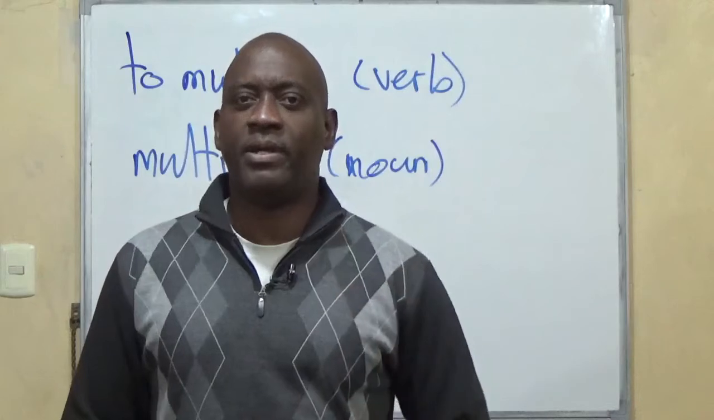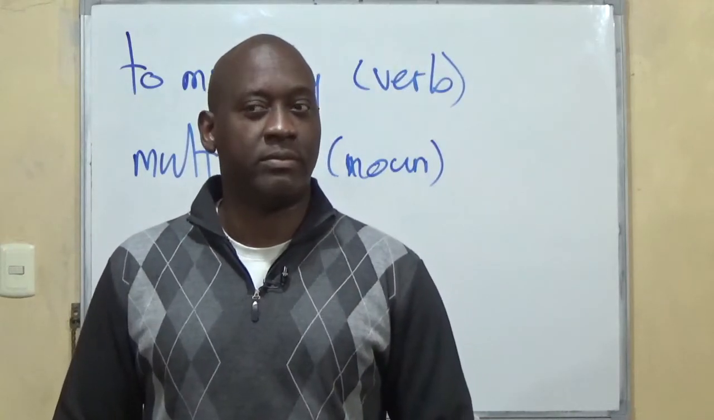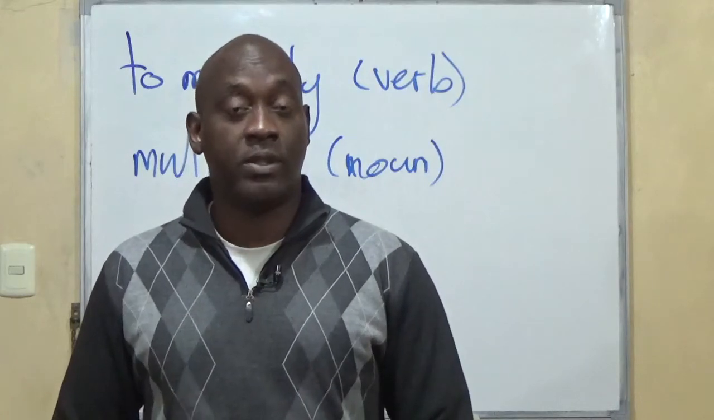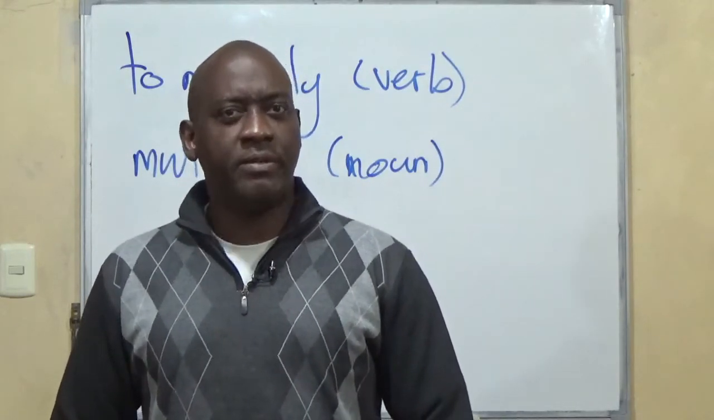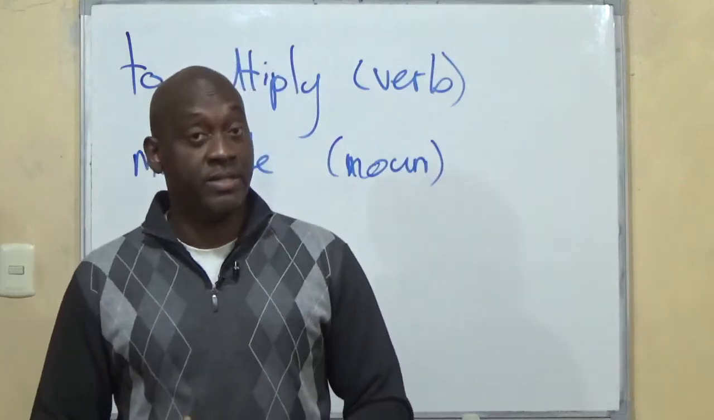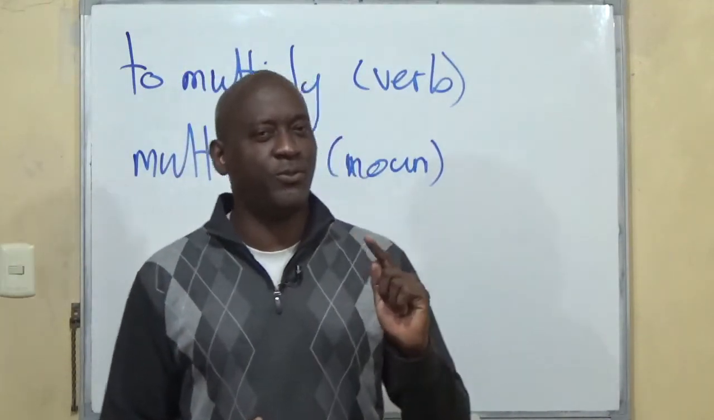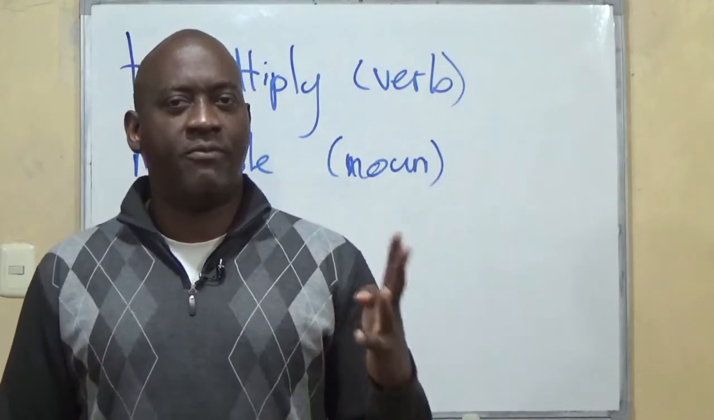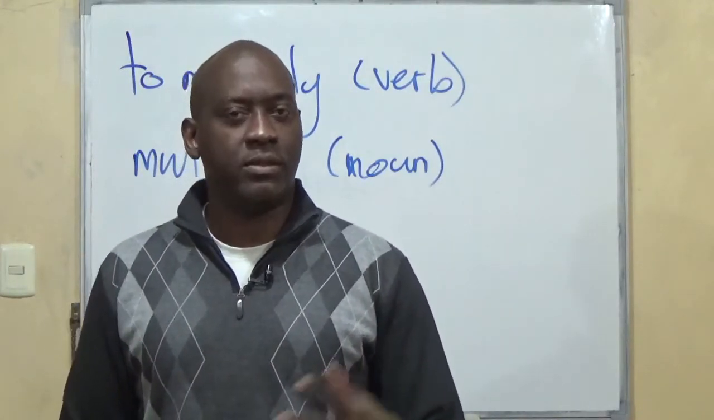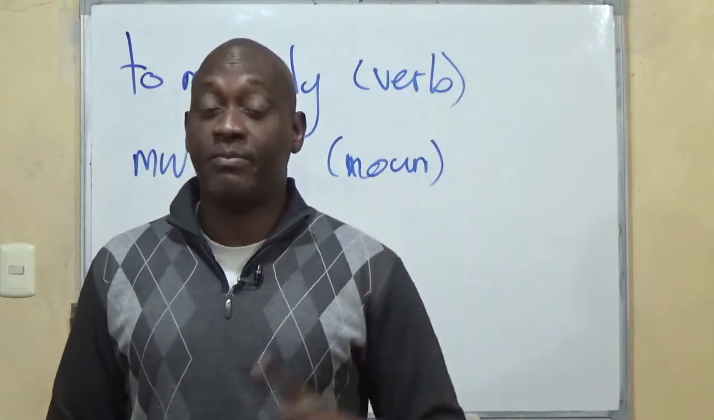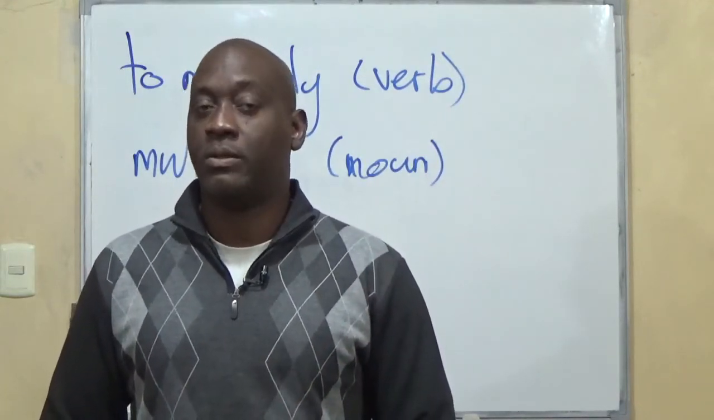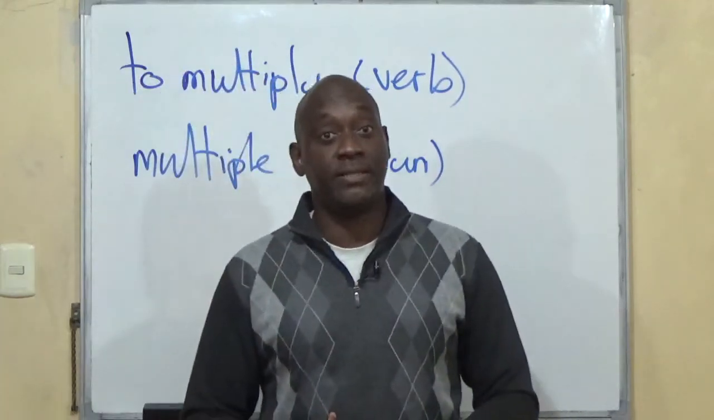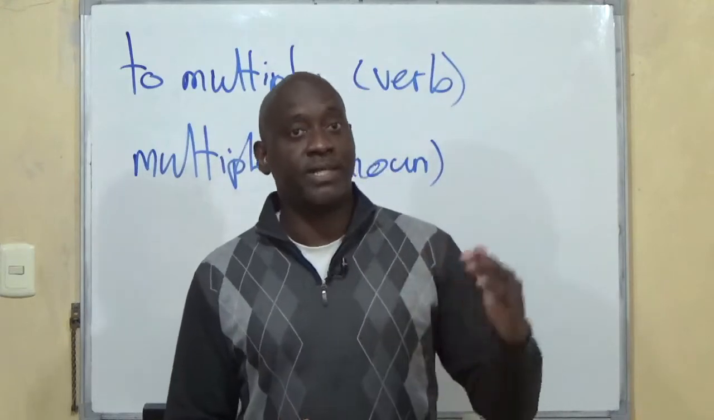So the first multiple of 2 is 2 itself, 2 by 1. The second multiple of 2 is 4, 2 by 2. The third multiple of 2 is 6, which is 2 by 3. The fourth multiple of 2 is 8, 2 by 4. The fifth multiple of 2 is 10, which is 2 by 5. And the sixth multiple of 2 is 12, which is 2 by 6.